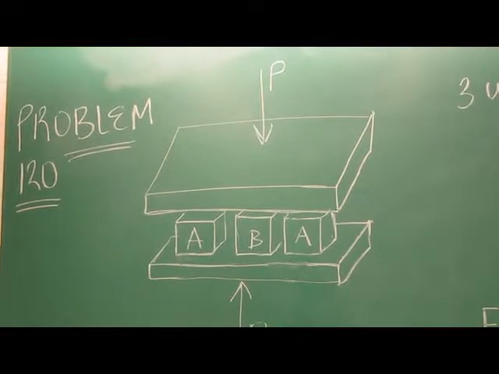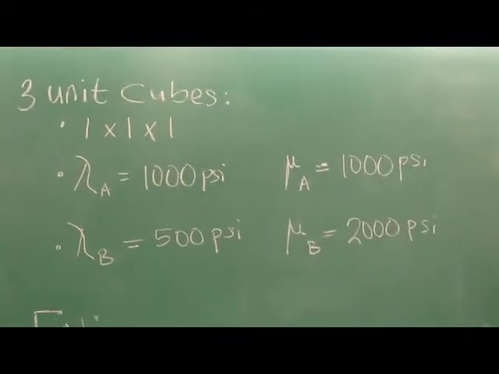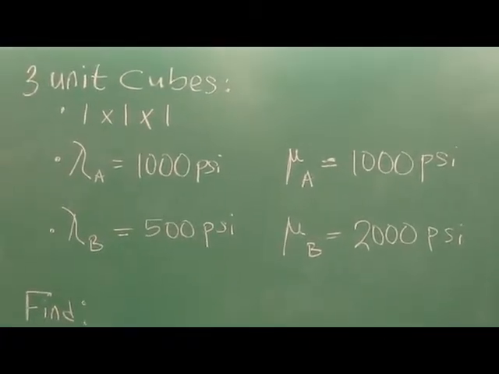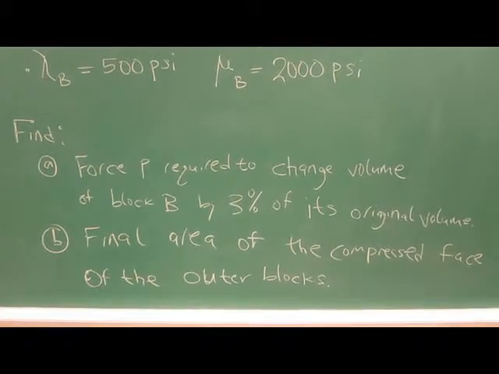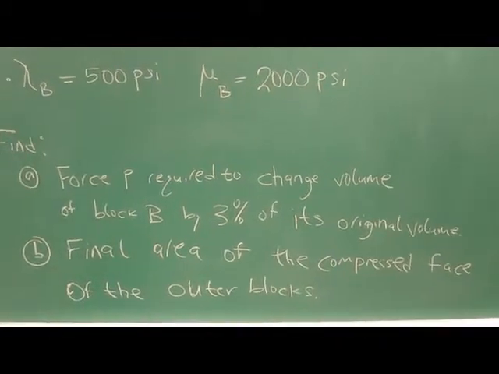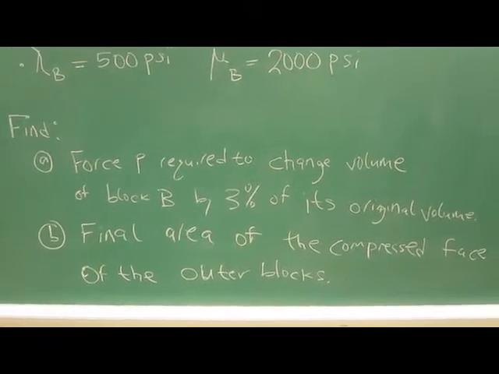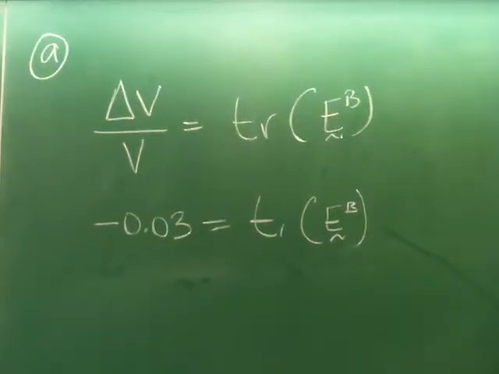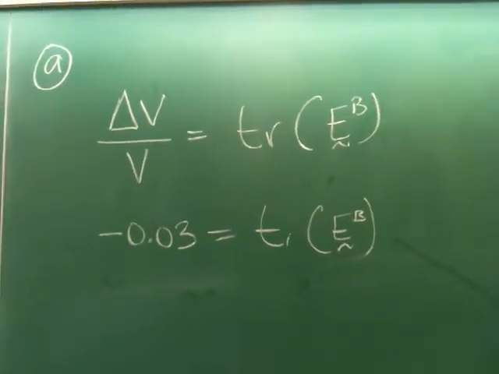Both of the materials are linearly elastic with Lamé constants as shown on the board. So the problem here is to find the force P required to change the volume of block B by 3% of its original volume, and also to find the area of the compressed face of the outer blocks, which is made of material A.